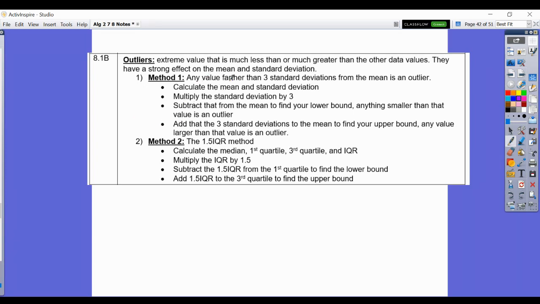Anyway, method number 1, any value further than 3 standard deviations from the mean. So first you find the mean and standard deviation, which your calculator can spit right out for you. Then you take your standard deviation and multiply it by 3, and you'll add 3 standard deviations, and you'll subtract 3 standard deviations, and anything that's outside of that is an outlier. So if it's within 3 standard deviations, we're good. But if it's over here, then we're not. So you just add 3 standard deviations and subtract 3 standard deviations. Not super hard.